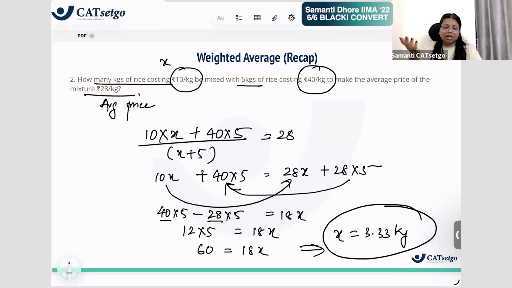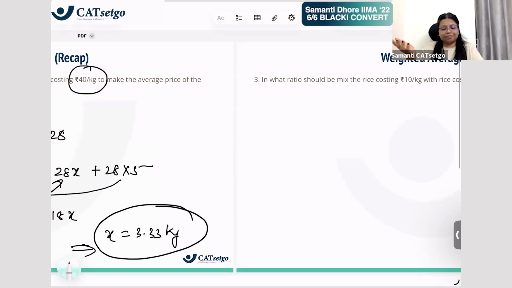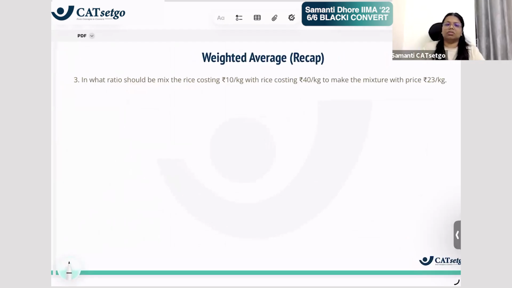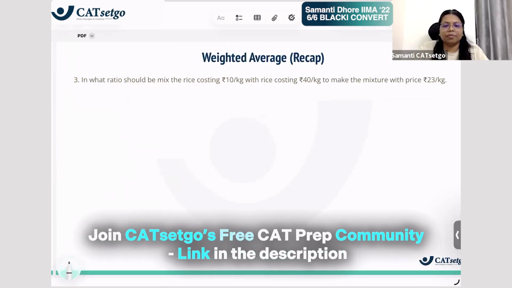Now let us do the third question, the last question on revision of weighted average. Let us do this third question, right? Karo, solve this.